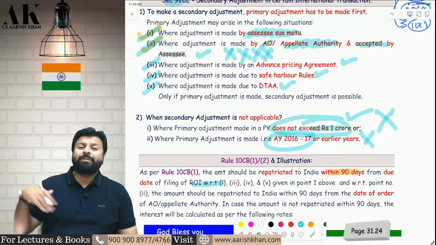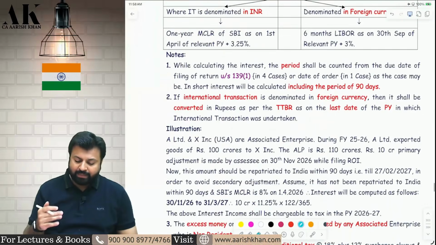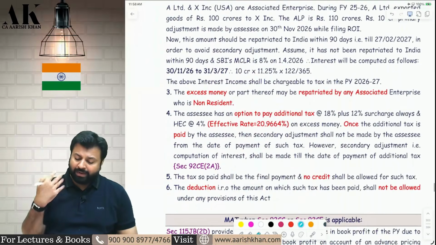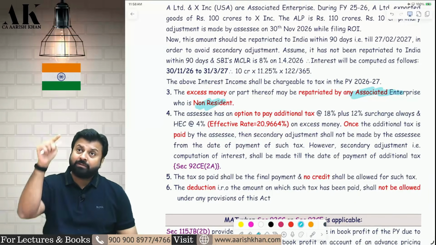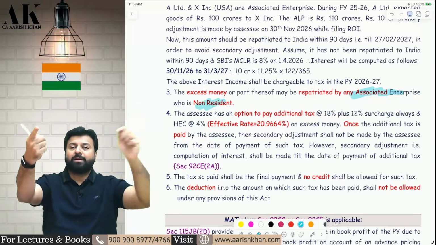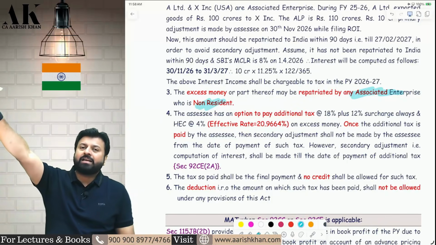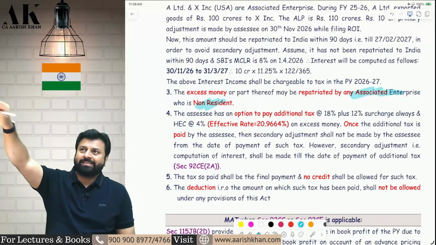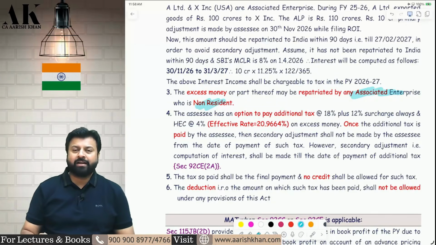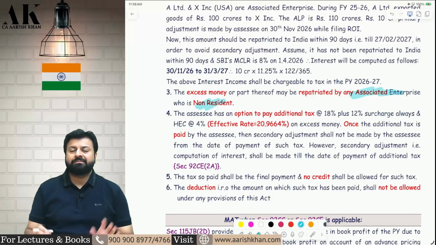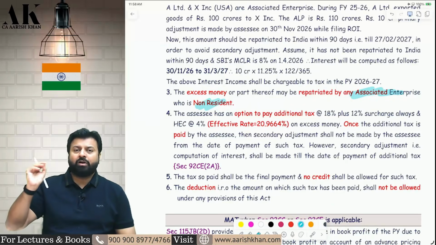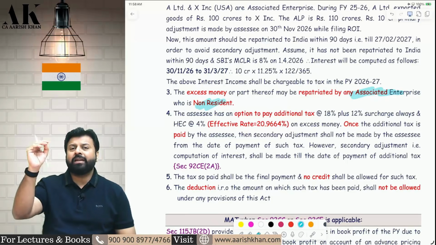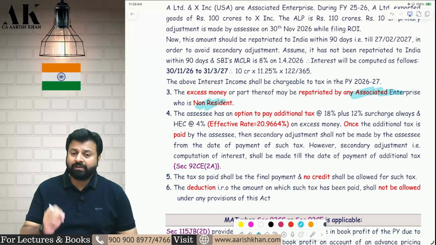Sir, who will bring back the money? You can bring back the money within 90 days through any non-resident associate entity. It is not necessary that you should bring back the money from the same entity. Suppose you have given excess money to XINC and there is another non-resident associate entity which is YINC. Even YINC can repatriate the money to India within 90 days. That's okay. It is not necessary that only XINC should give. Any non-resident associate entity, if they send money back to India, we will escape you. Otherwise, we will charge interest.